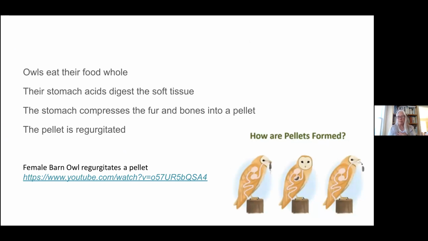It goes into their stomach, and their stomach acids can digest the soft tissue, but they're not strong enough to digest the fur or the bones. So while it's in there, it's digested away the soft tissue, but the bones and fur are then compacted by the muscular stomach into a pellet that the owl regurgitates. So that's basically how they eat. And here's a link for a video that shows an owl regurgitating a pellet. Next slide.